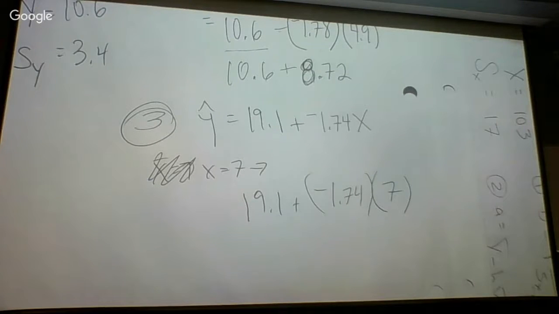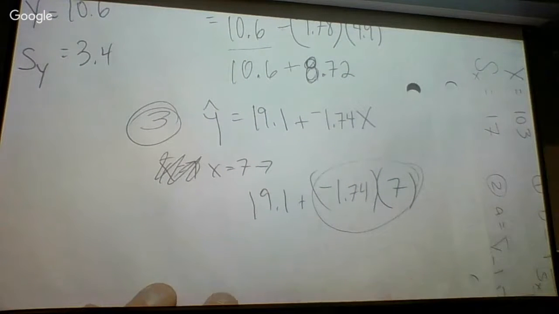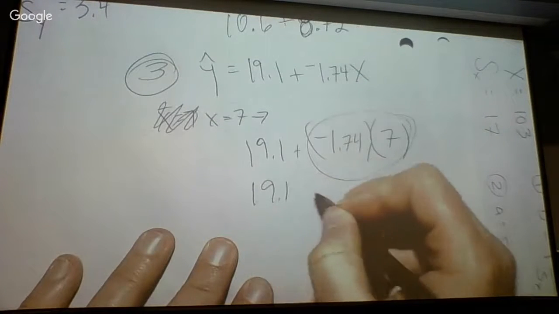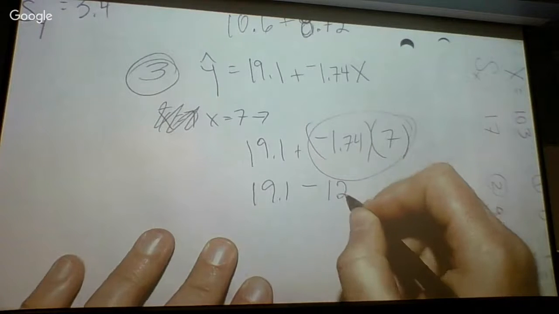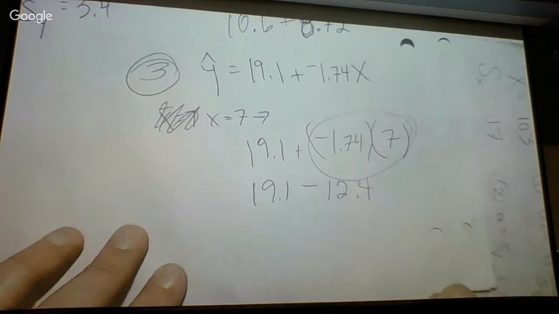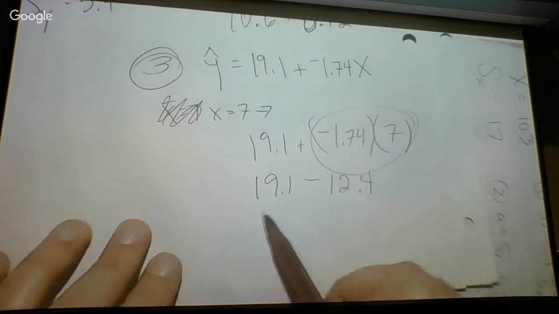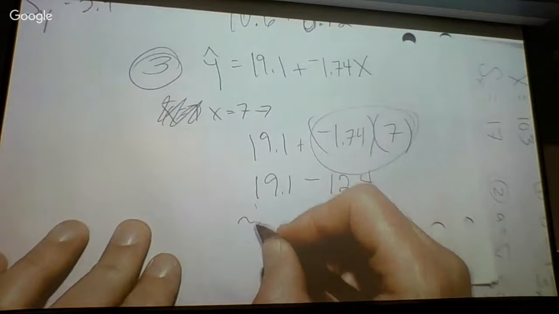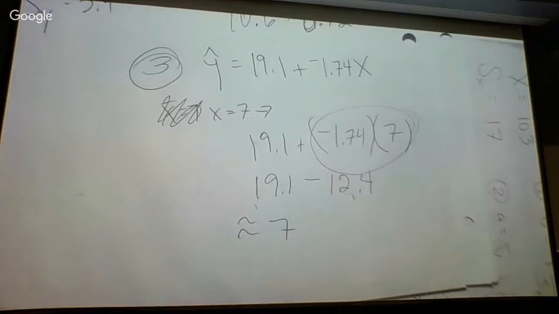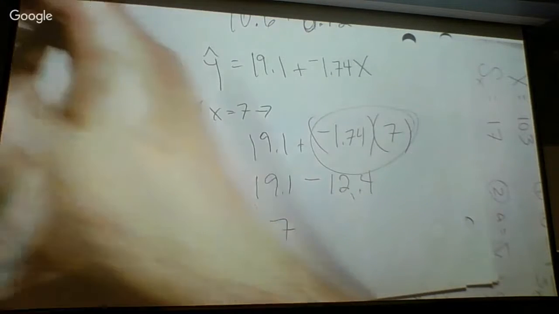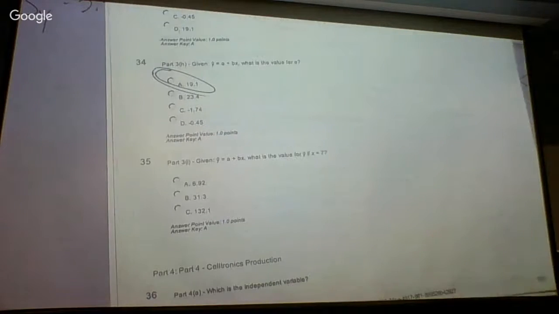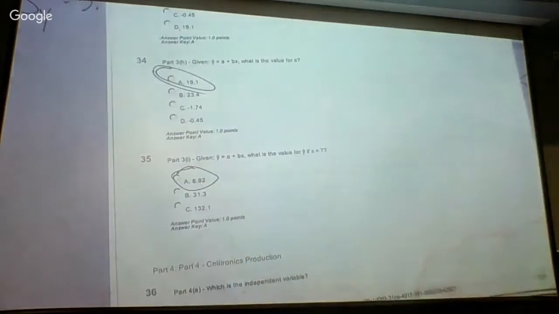12.98? 12.18? Confirm, Chris? Yeah, 12.1. 12.1, 12.4, something around there? Yeah, okay. 19.1 minus, we can call it 12.4. 1 or 2, doesn't matter. Basically taking 19 minus 12, so it should be something around 7. And of these options here, only one of them is around 7.